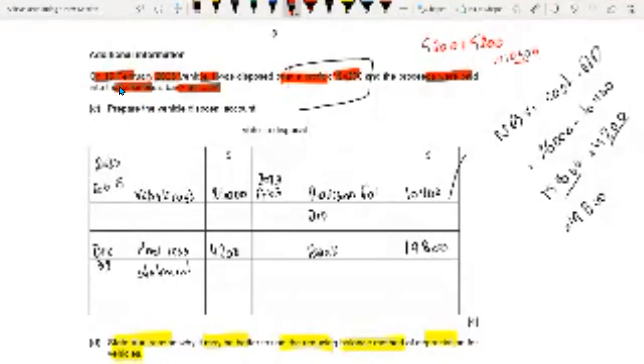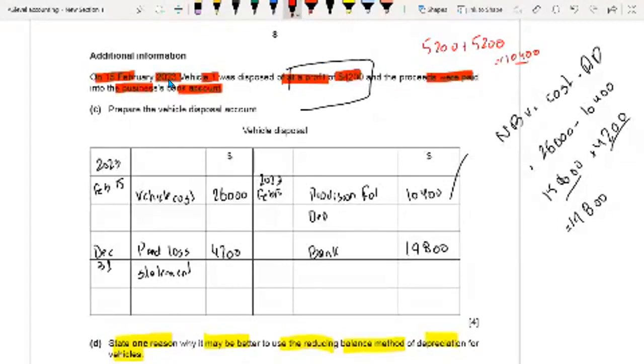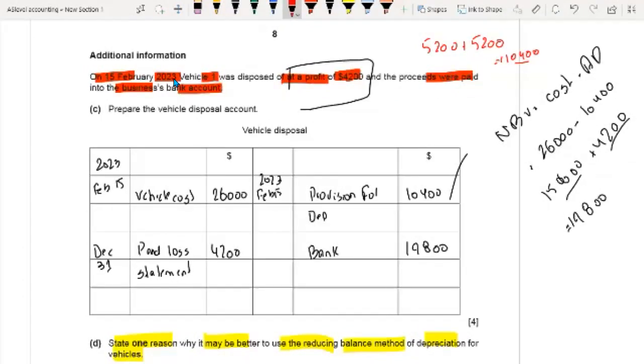But in 2023 we sold it on 15th Feb. Because the year is ending on 31st December, we could maybe charge the depreciation for 2 months, but the thing is that we have a depreciation policy that we cannot charge the depreciation in the disposal year. So that is why we will only calculate 2 years' depreciation. So that's why the provision for depreciation would be 10400.